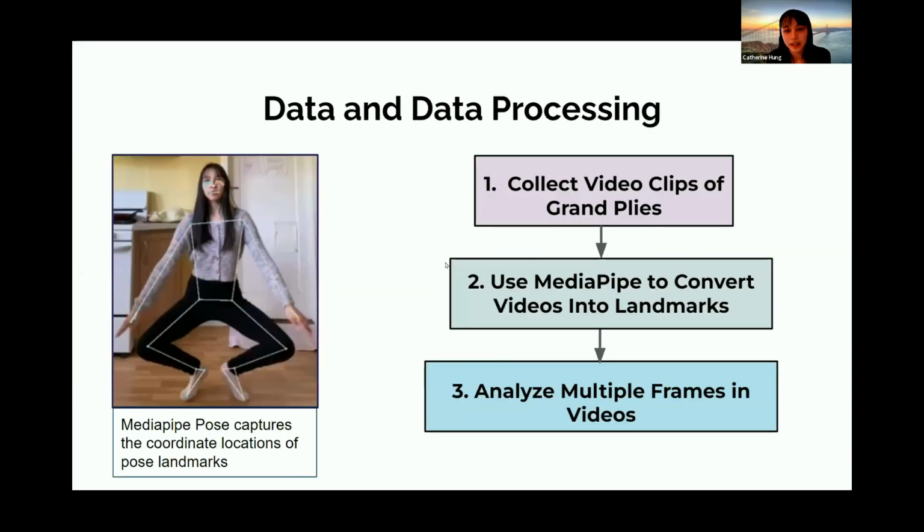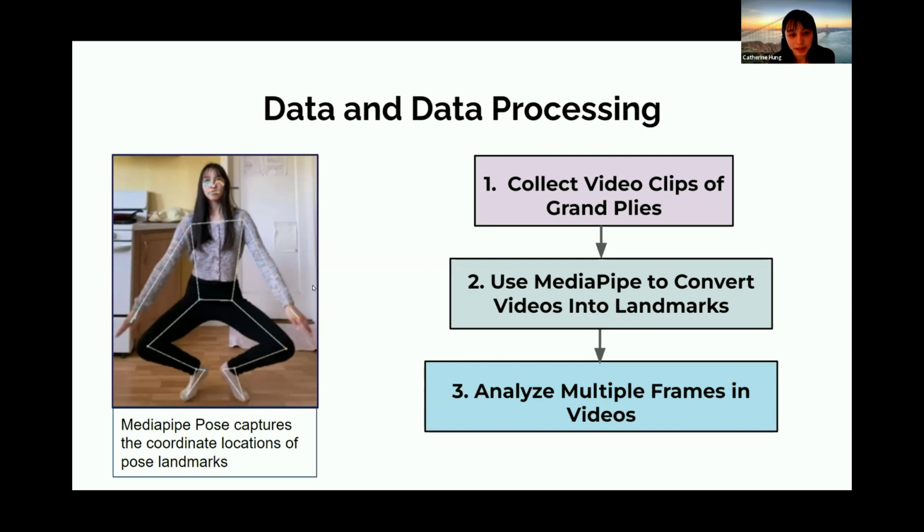So to collect data and do our data processing, we first collected video clips of grand plies from dancers by recording some individuals who consented to its use, and we also found videos online. And then we used MediaPipe, which is a machine learning solution for tracking the movement of various body parts, to convert our videos into landmarks.